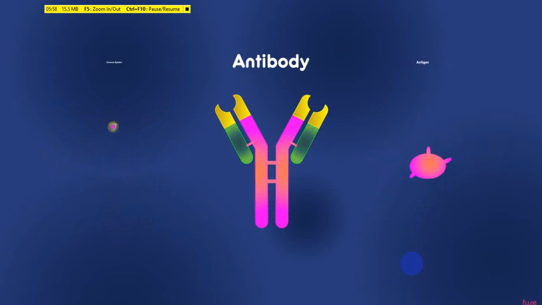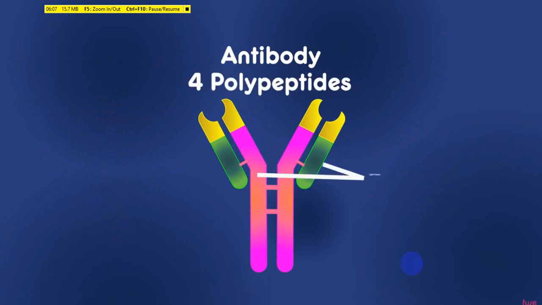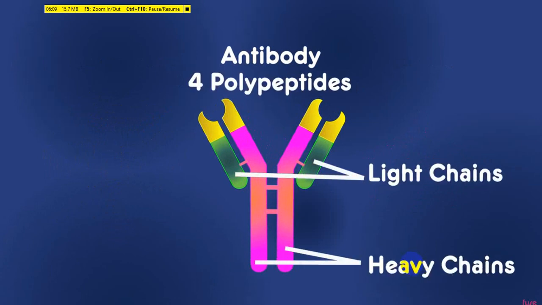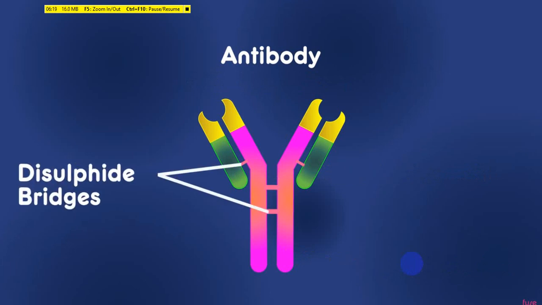Antibodies are also known as immunoglobulins. They are generally a Y-shaped protein consisting of 4 polypeptides, 2 identical light chains, and 2 identical heavy chains. The terms light and heavy simply mean larger and smaller. The 4 polypeptide chains are connected by disulfide bridges.